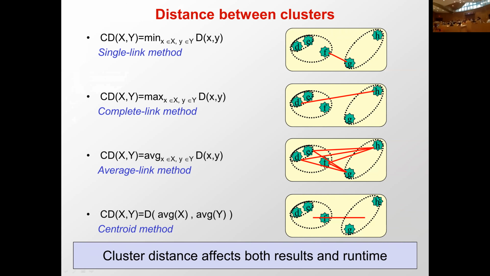Or average link could say, what is the full set of pairwise distances between all points here and all points there? So, 3 times 2. And then take the average of those. Or I could simply average the points in this cluster, and then compute the distance between those two averages. Okay? And again, the cluster distance metric affects both the results and the runtime.